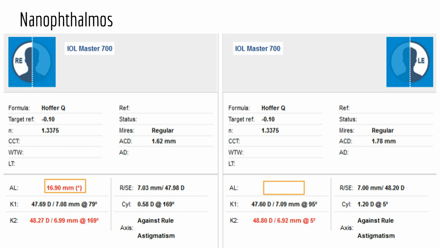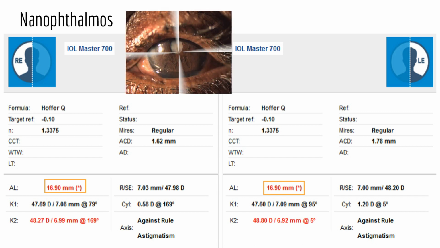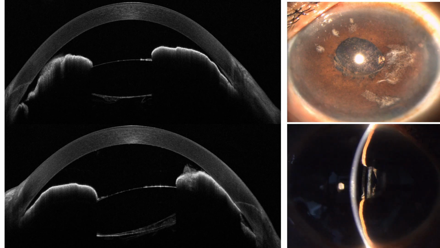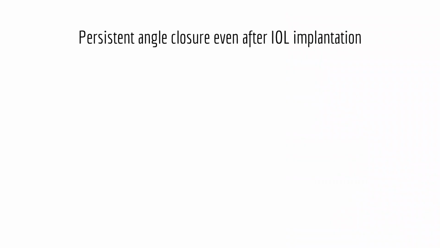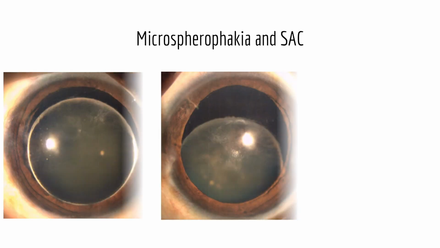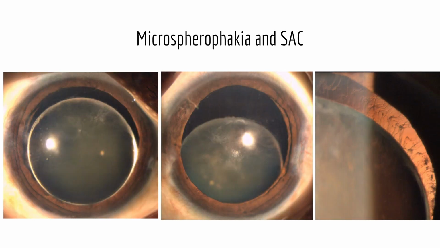This is the biometry of a nanophthalmic patient who underwent cataract surgery with IOL implantation. As seen here, the anterior chamber depth is shallow even after cataract surgery. UBM also points the same with a persistent angle closure. The weak and abnormally elongated zonules in microspherophakia cause an anterior movement of the lens leading to recurrent angle closure attacks. Laser PI helps in preventing the attacks.